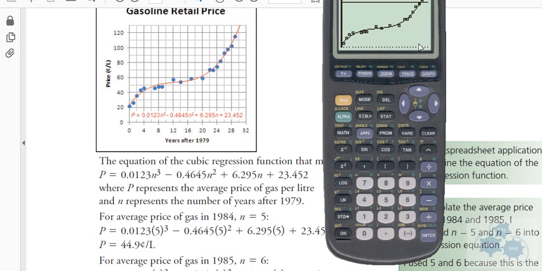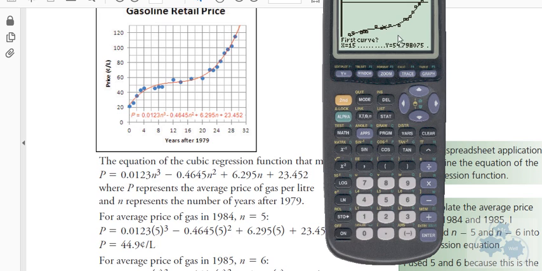So how do we do that? Well, what we're going to do is calculate an intersection point. So second function trace gets you to your calculate menu, and if you look down here, number 5 is intersect. So we're going to calculate the intersection point. Again, second function trace to get to the calculate menu, we'll go to number 5.